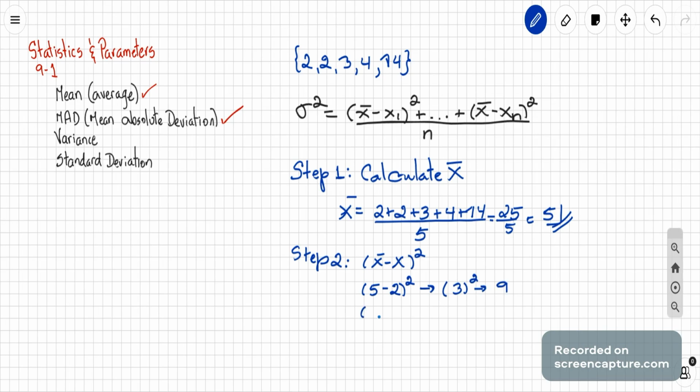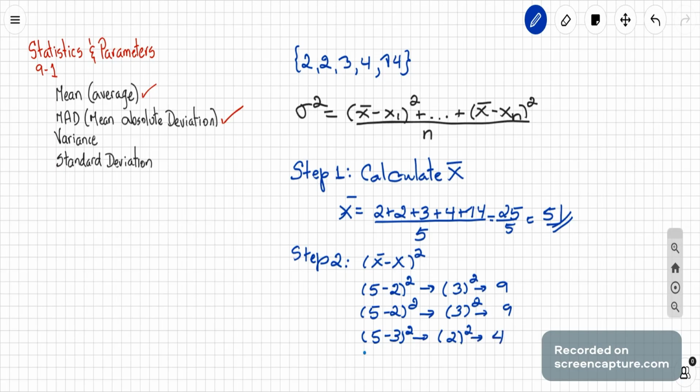Let's do the other one. 5, that is the mean, minus the second data value. It is 2 again, so I don't have to calculate much. You just have to repeat what's above. And that equals 9 as well. Then we have 5 minus the third element in my data set. That is 3, raised to the power of 2. 5 minus 3 is 2. Raised to the power of 2, that makes 4.